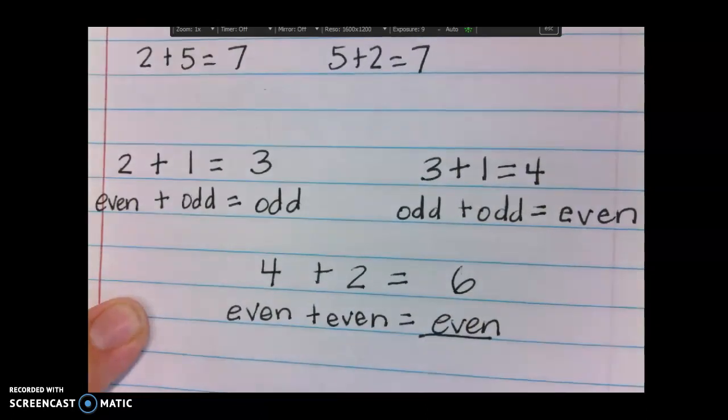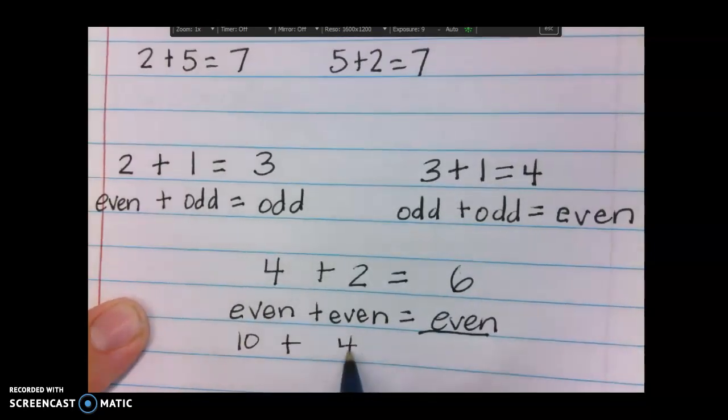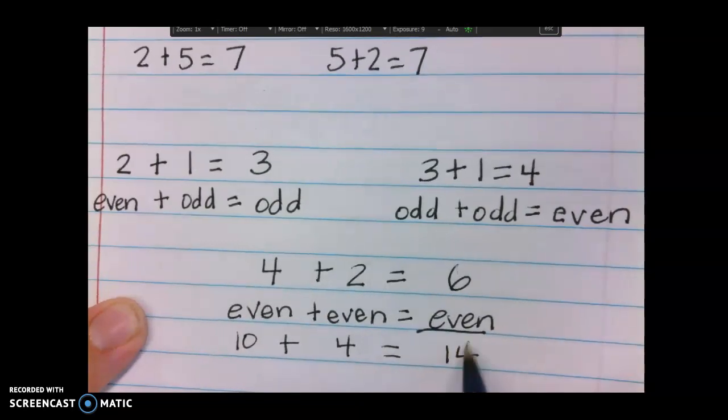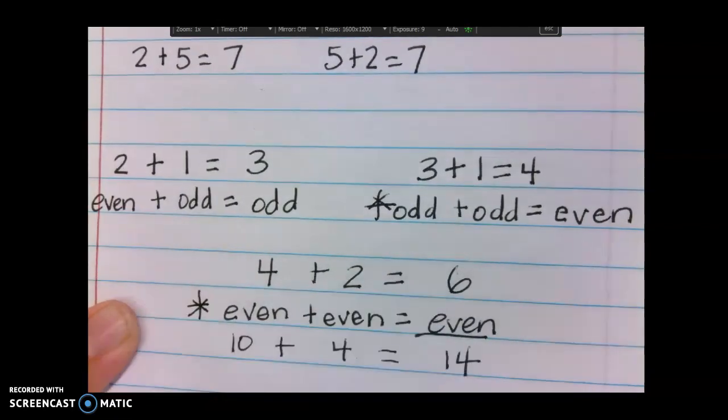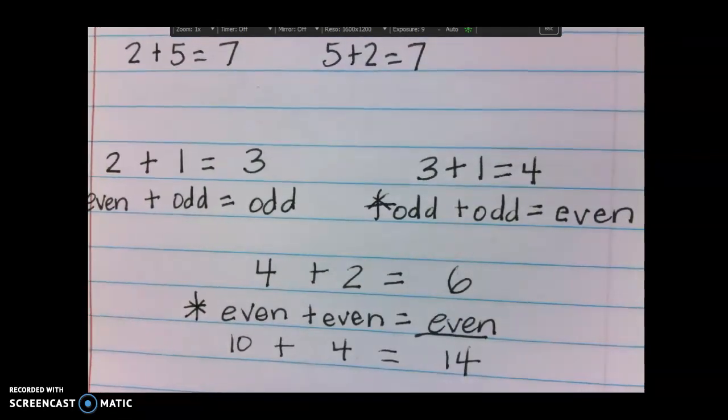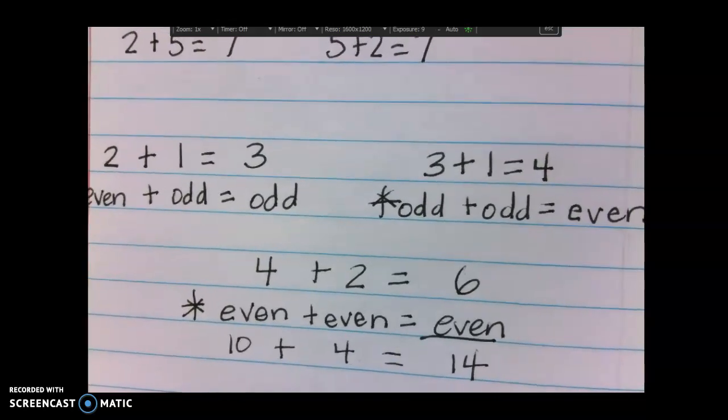I wonder if it's always true. What if I try it with 10, which is an even number, plus 4, which is an even number? So 10 plus 4 equals, yes, 14. So these are big understandings today, right here, that we have some patterns on our addition table. We have numbers that when we add them together with even and odd, we get odd. If we have odd and odd, we get an even number. And if we have even plus even, we get an even number, okay? So these are some patterns that we have seen.